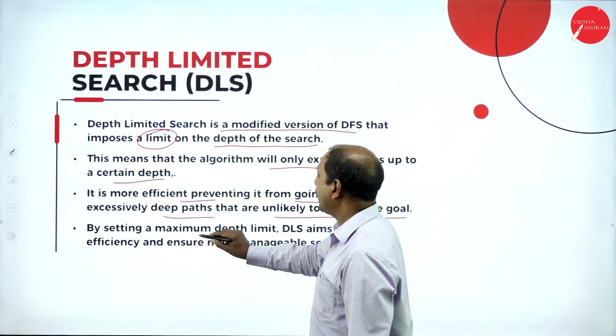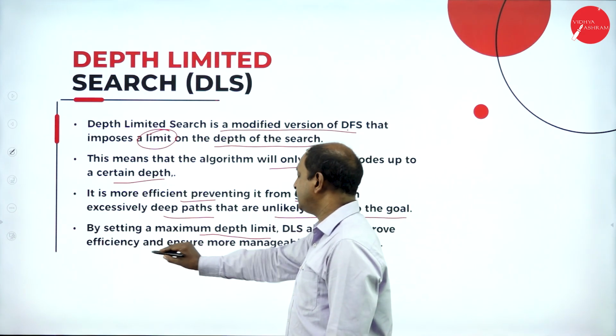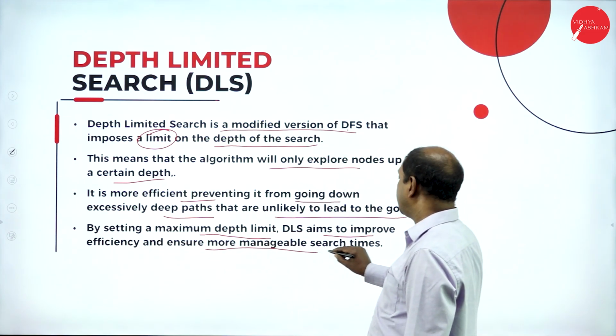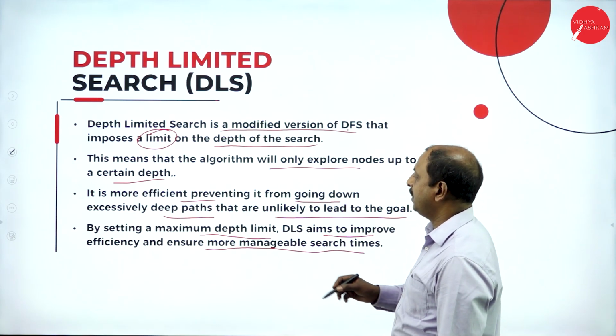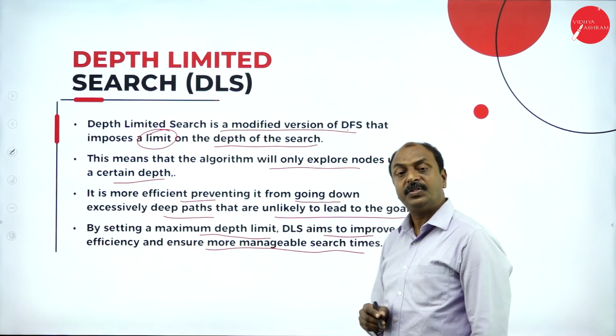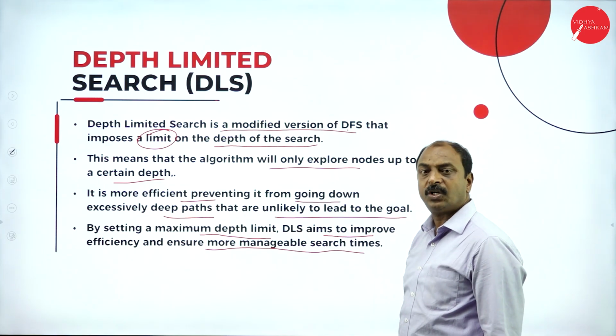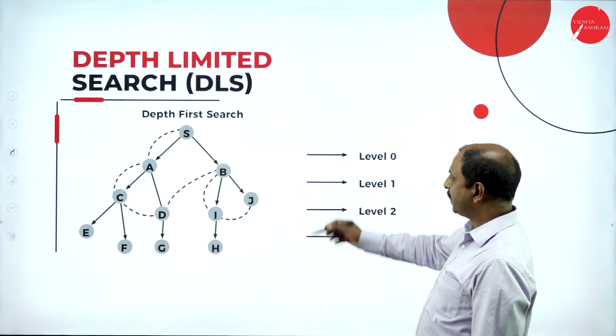Next, by setting a maximum depth limit, it aims to improve efficiency and ensure more manageable search time. So by setting the maximum depth limit, it is more efficient. These are the definitions for the depth limited search algorithm. Now look at the diagram.